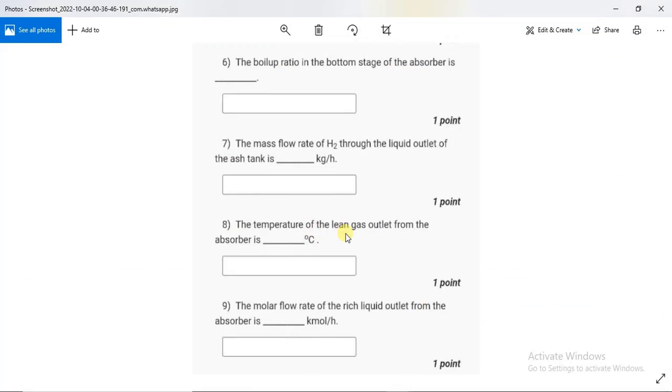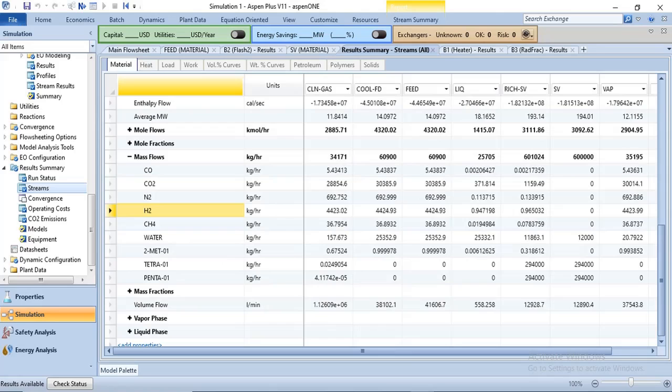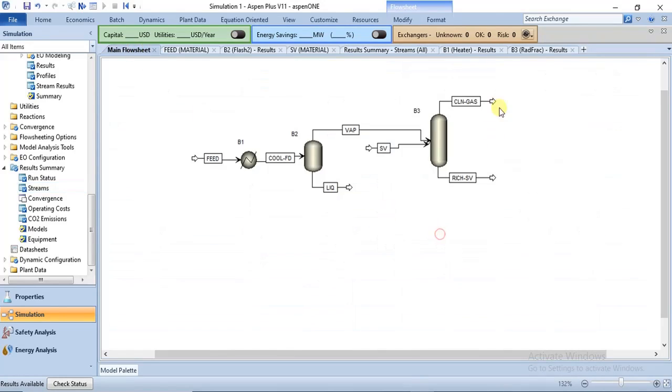The temperature of the lean gas outlet from the absorber, right? I will assume that what you are asking is the temperature of the vapor outlet of the absorber. That can also be gotten from here. The vapor outlet of the absorber is this one, the top, right? So we will use this to trace.